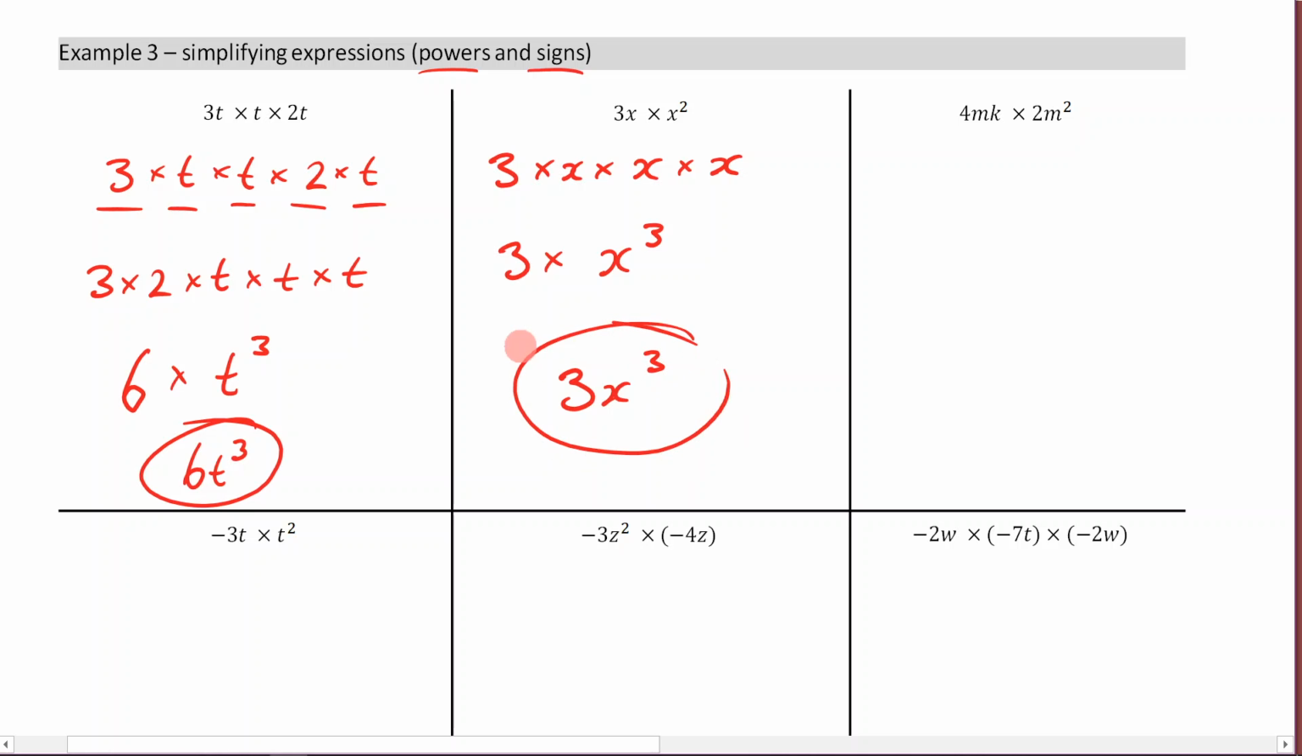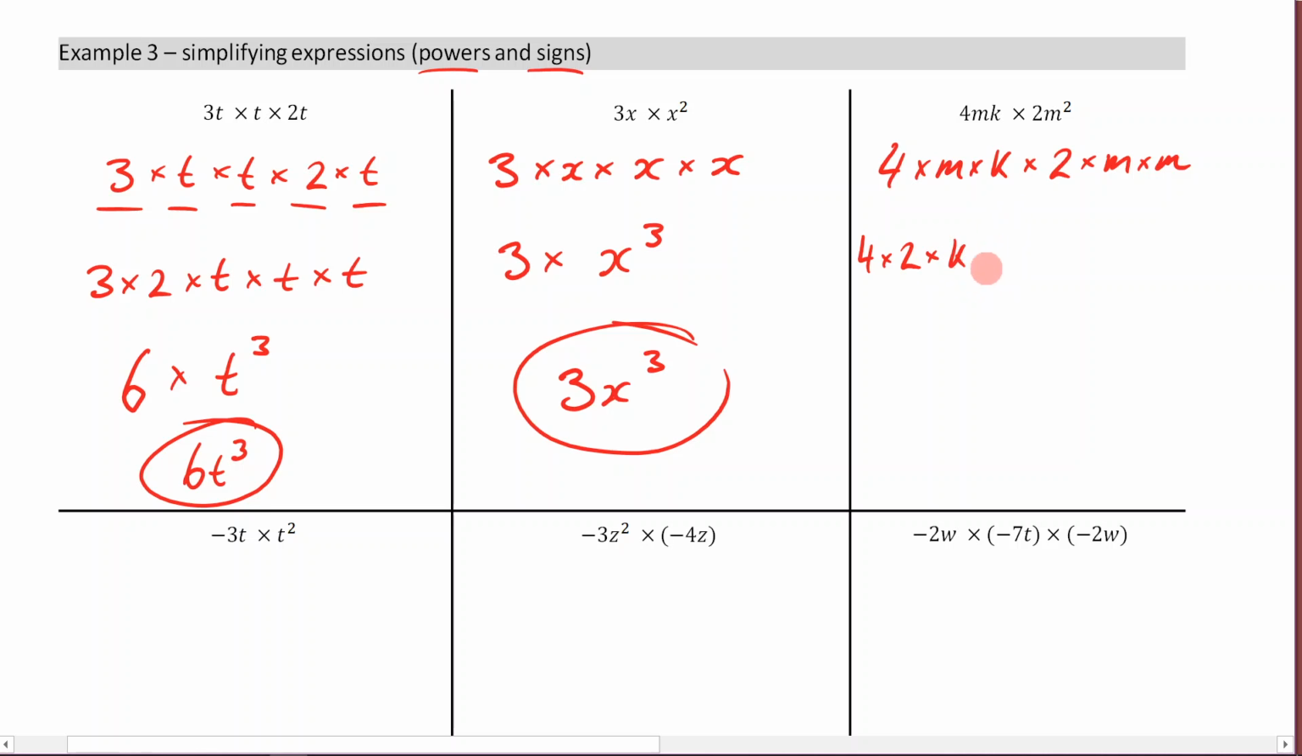Let's come over here, and you can see that I have 4 times m times k times 2 times, now I have m squared, which is the same as m times m. So I'm going to bring together my numbers, 4 times 2.